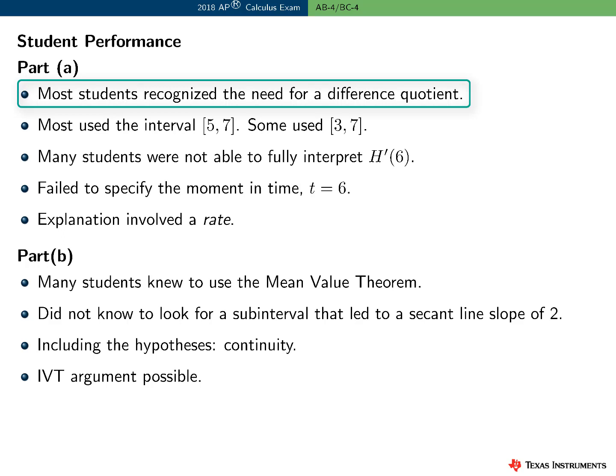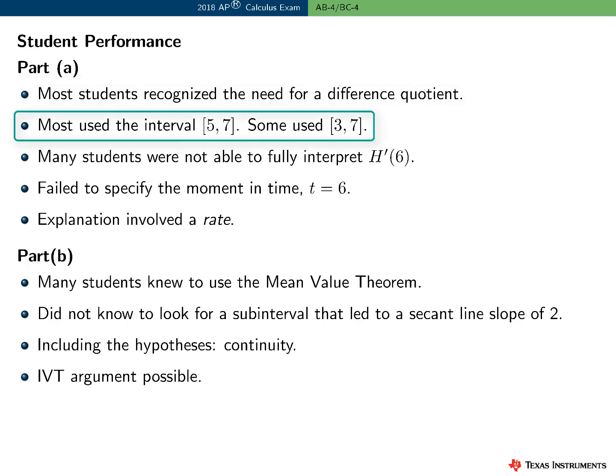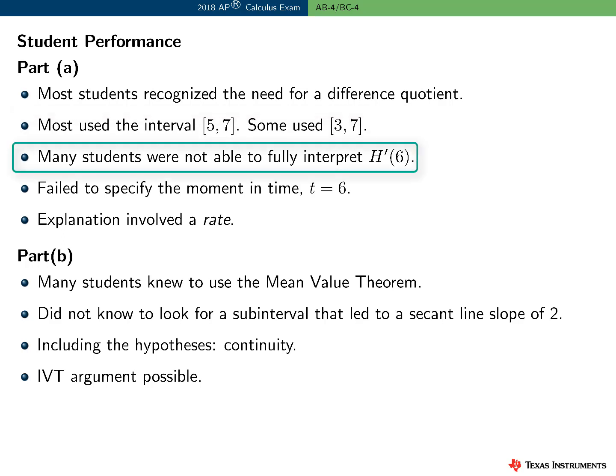In Part A, most students recognized that in order to approximate h' of 6, they needed to use a difference quotient, and most students formed this difference quotient using the appropriate interval 5 to 7. But a common error involved the use of the interval 3 to 7.